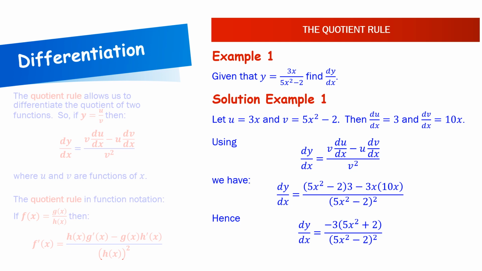And so if we tidy up and factorise, we have minus 3 times 5x squared. We've collected the x squared terms together. Minus 3 times 2, as shown here, all over the denominator, which remains the same. And so we have our expression for dy dx.